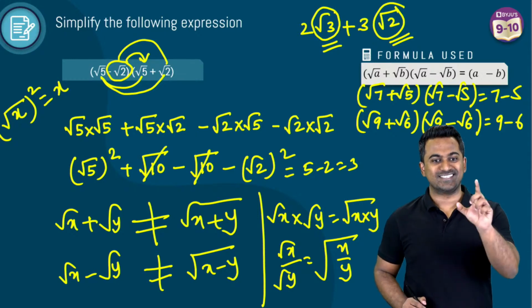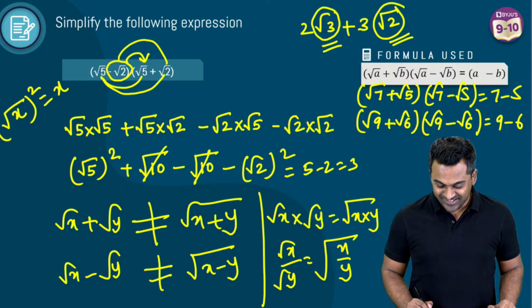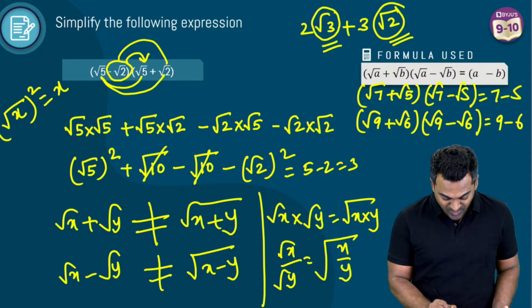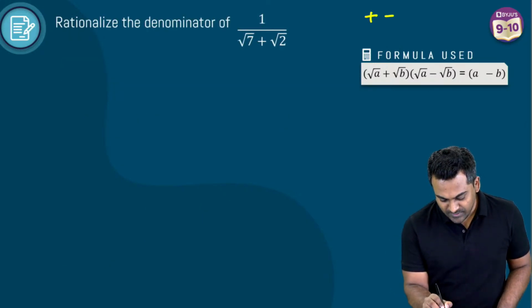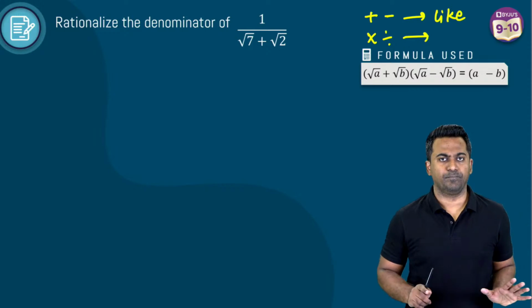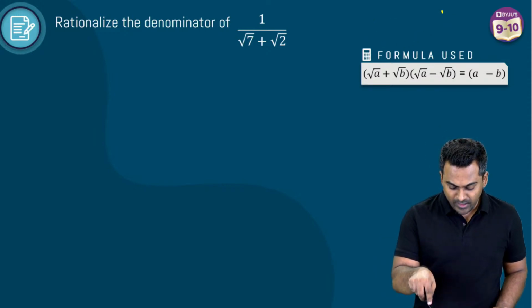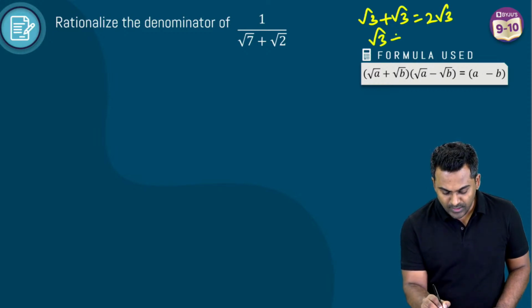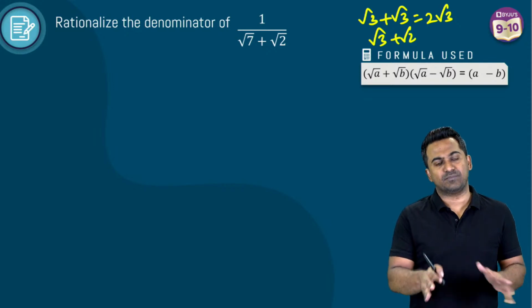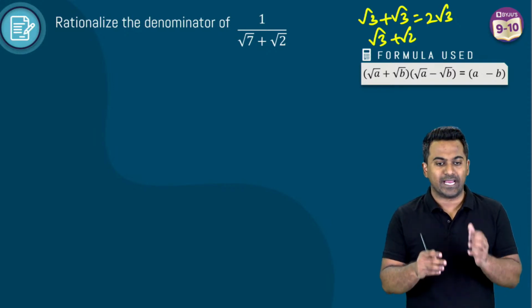Okay, well done. Students are giving the correct answer and I'm really happy with that. So come on, let's make a note of that. Addition and subtraction work for like terms, whereas for multiplication and division it doesn't matter. And this is the reason why when you have root 3 plus root 3, you can say this is 2 root 3. But when it is root 3 plus root 2, you'll have to leave it as it is because root 3 and root 2 are unlike terms.